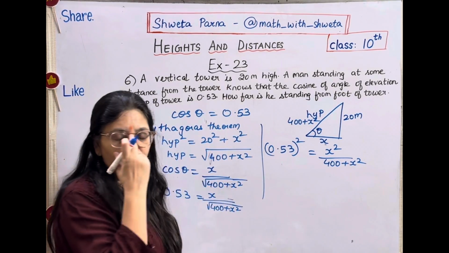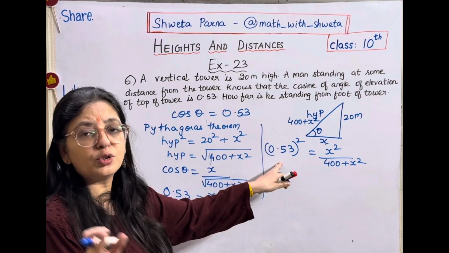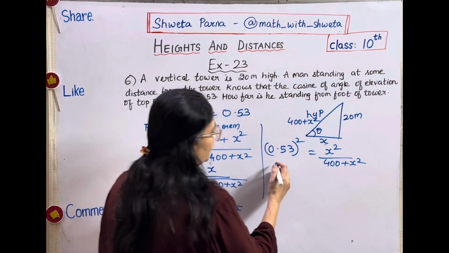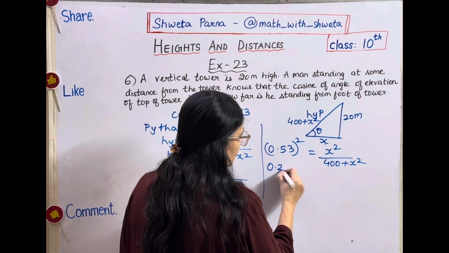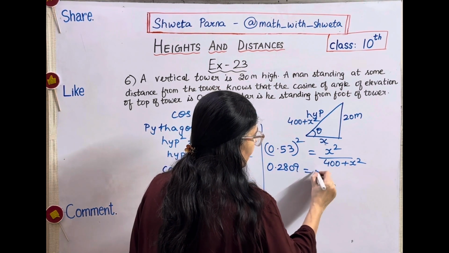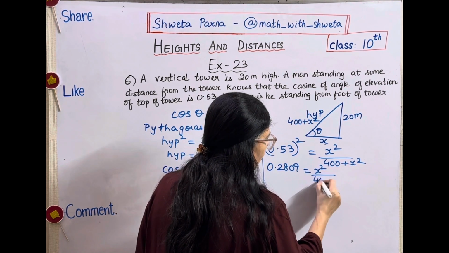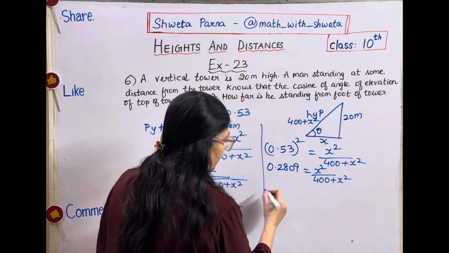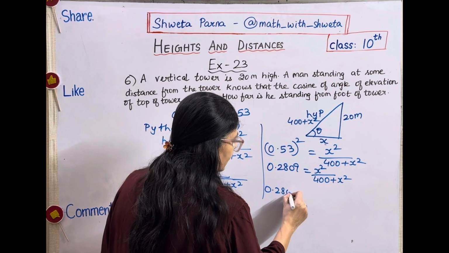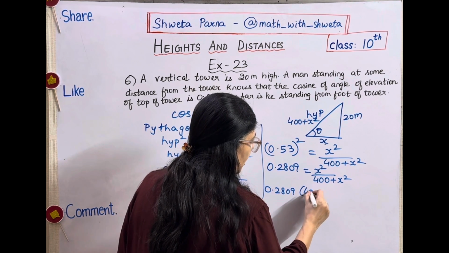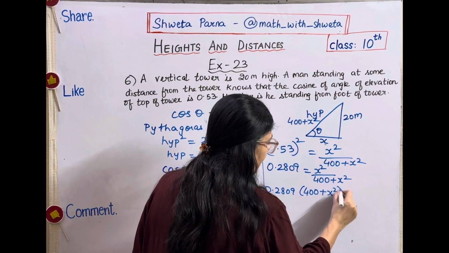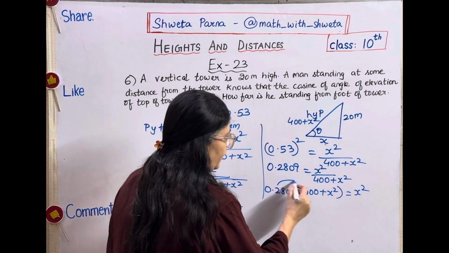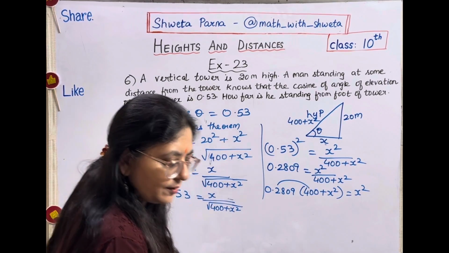Now you can watch my video where I have shown you squaring of a number starting with 5. So this would be 0.2809 is equal to x square upon 400 plus x square. Cross multiply: 0.2809 into 400 plus x square is equal to x square. Now this into this. I'll erase this. Let's continue over here.